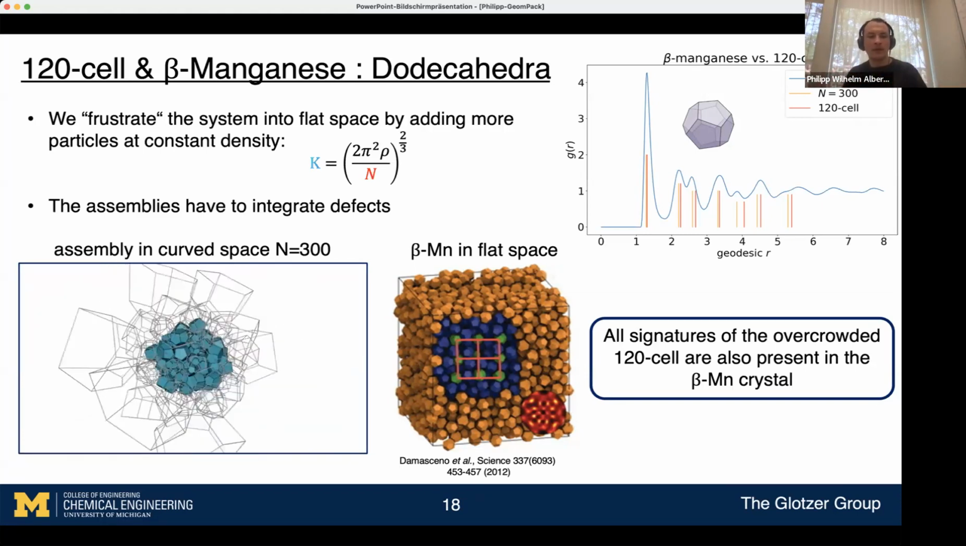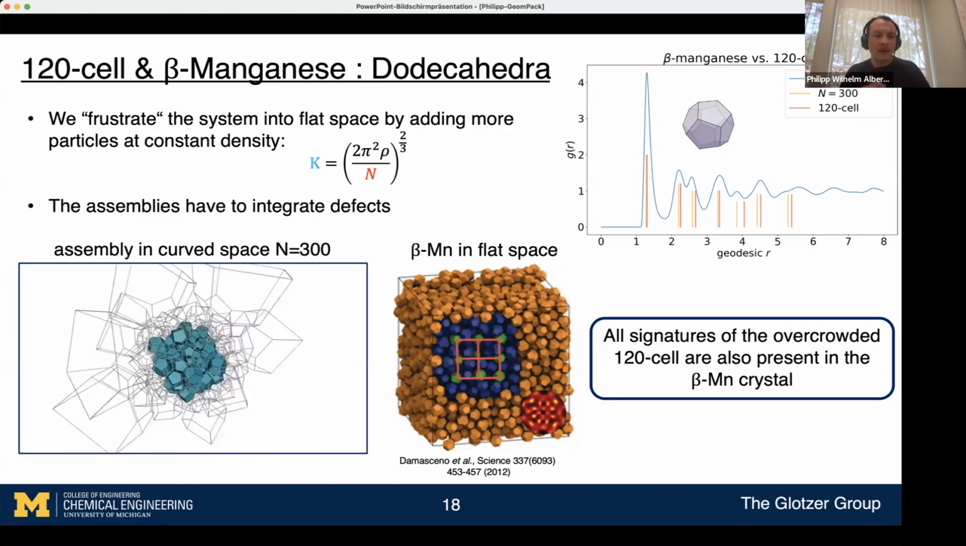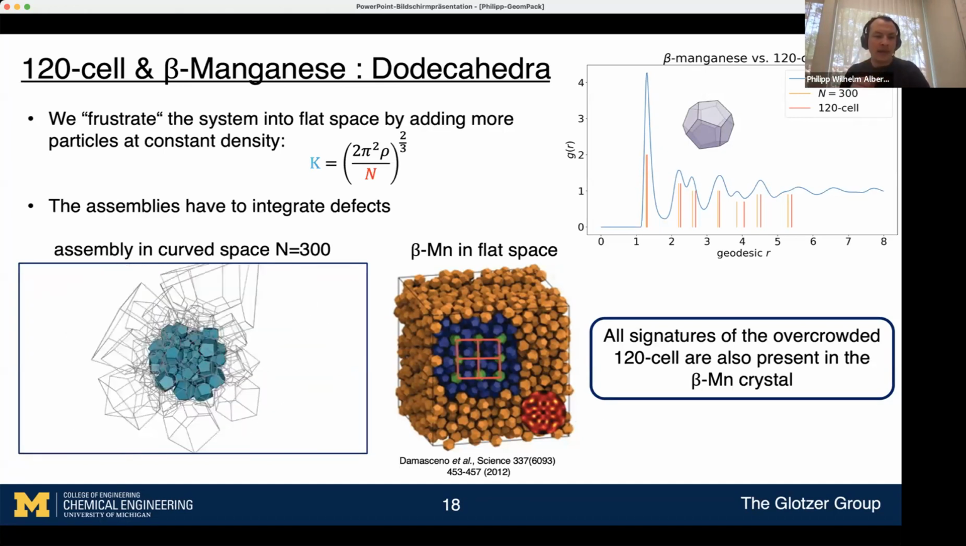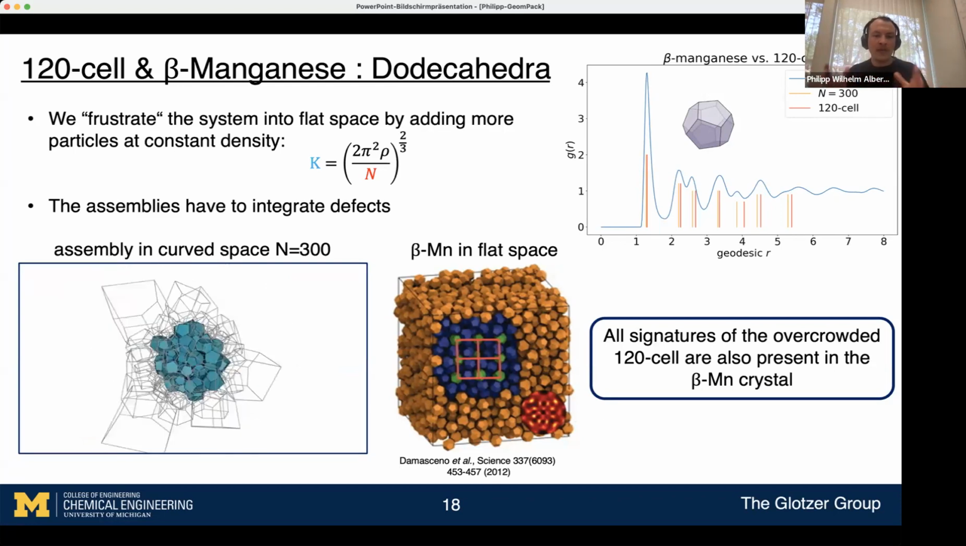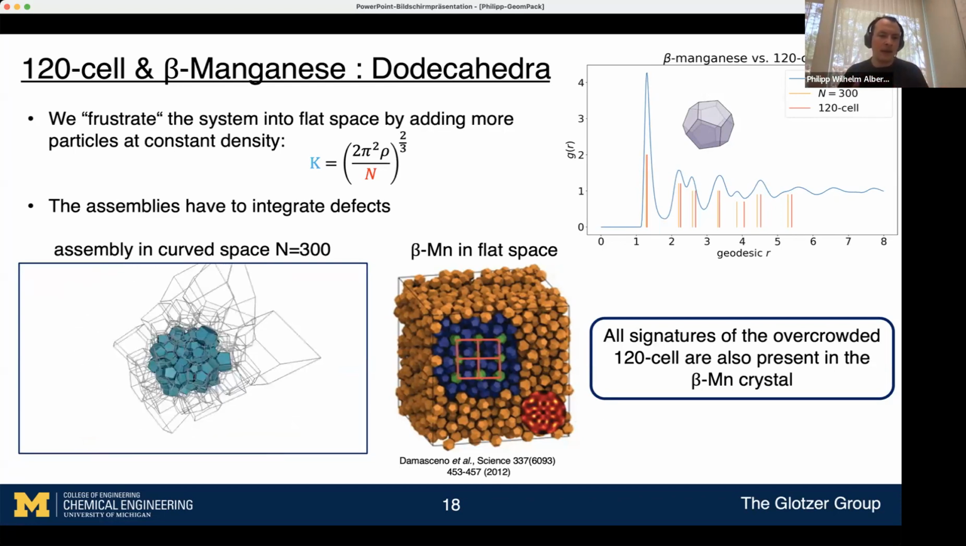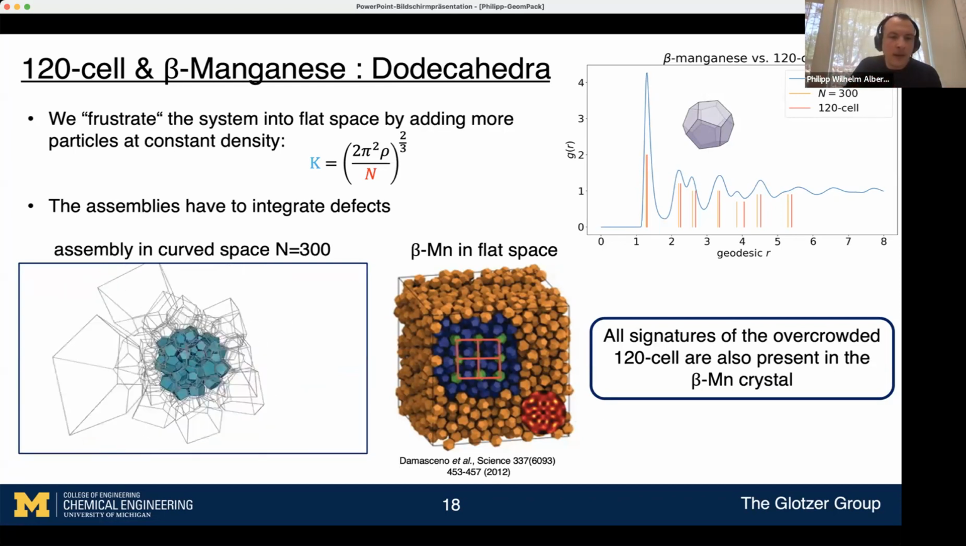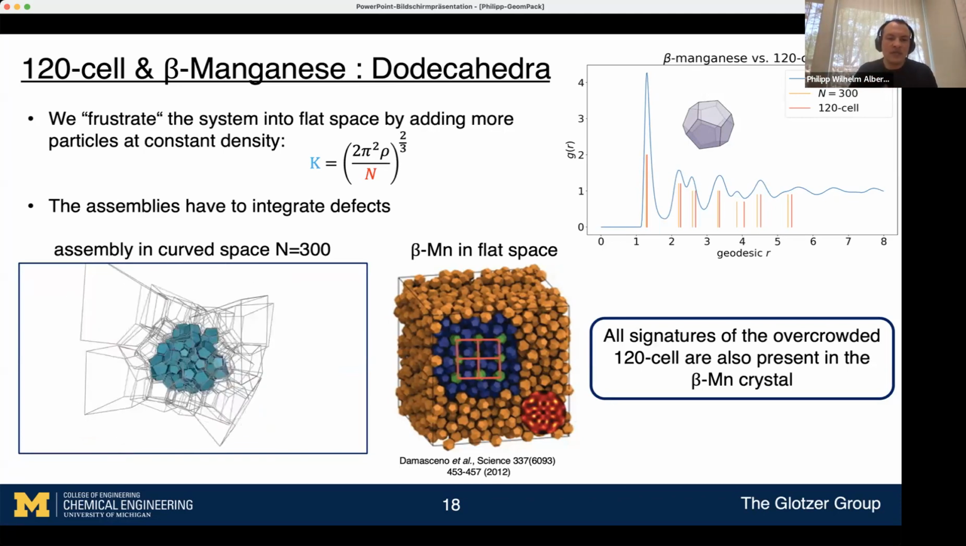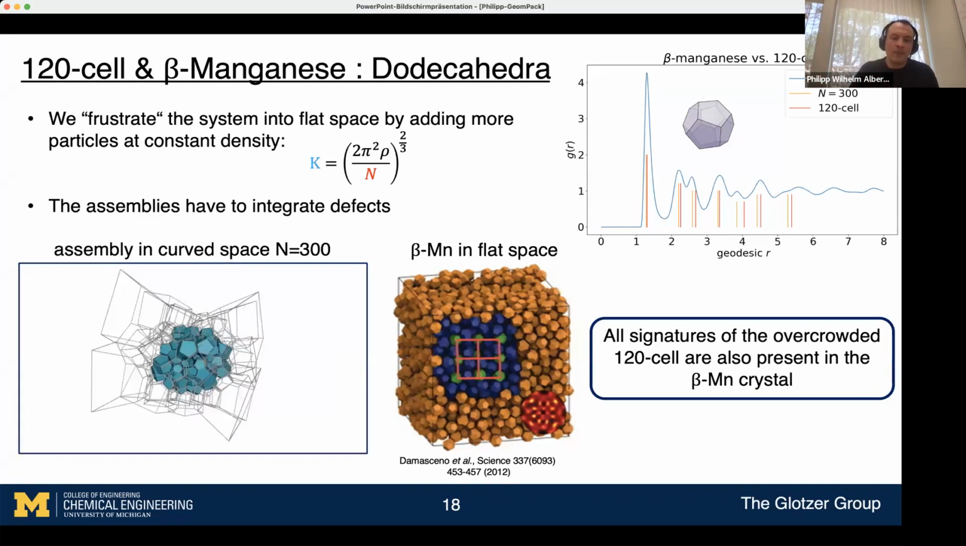And just because videos are always great, here's one of these videos for 300 particles. We have 300 particles on the hypersphere, and we can see that they form a very dense system at the end of the day. However, of course, they have to integrate some sort of defects. But most of the particles are still aligned face to face with each other.